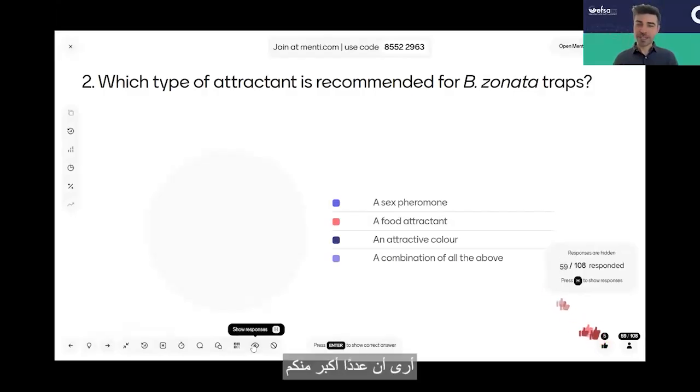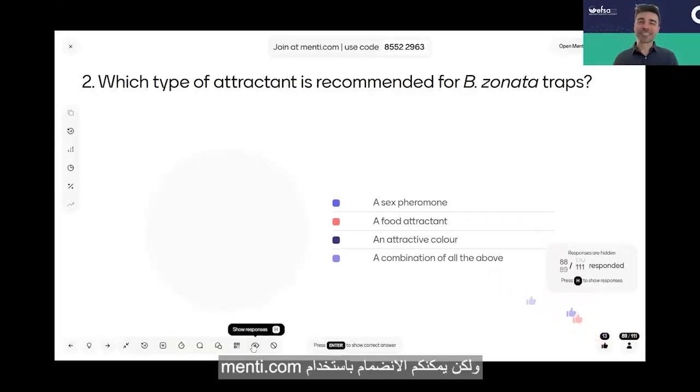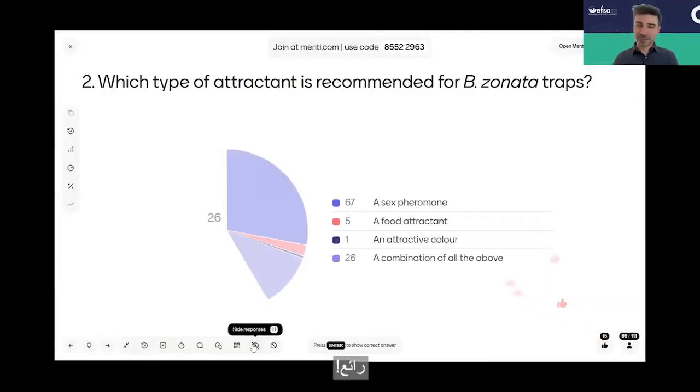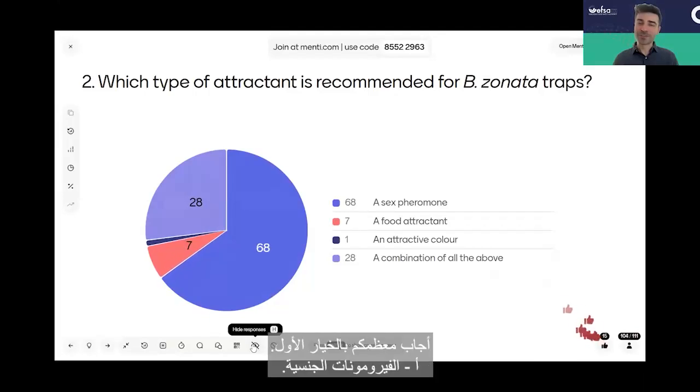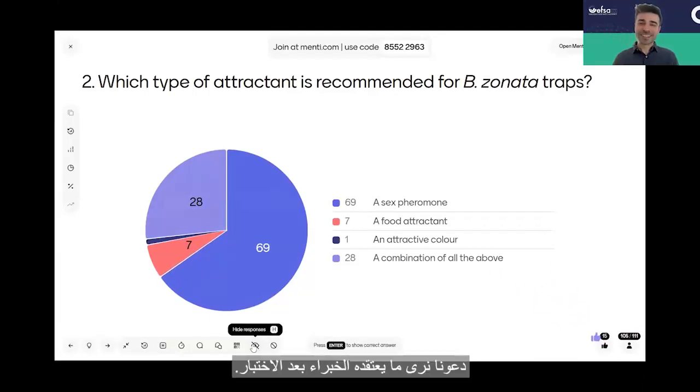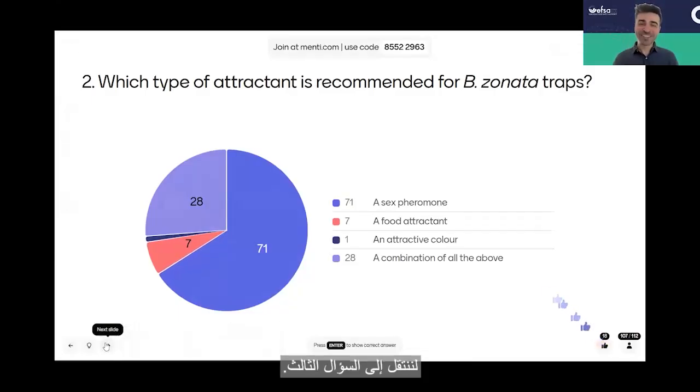I see more of you joining the Mentimeter. I hope the other ones were not afraid to do this small quiz, but you can join us at menti.com and use the code that you can see in the upper side of the slide. Wow, most of you answered the first option, a sex pheromone. Let's see what the experts think after the quiz. Let's go for the third question.